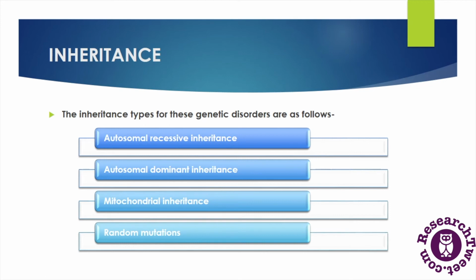And the third type is mitochondrial inheritance. We know that mitochondria is inherited only from mother to child. So in this situation, there is a 100% chance that the disease is inherited from the mother to the child. The fourth type is random mutations, by which the gene develops a mutation of its own and there is no disease inherited from the parents. So these are some inheritance patterns by which these genetic disorders are caused in a patient.